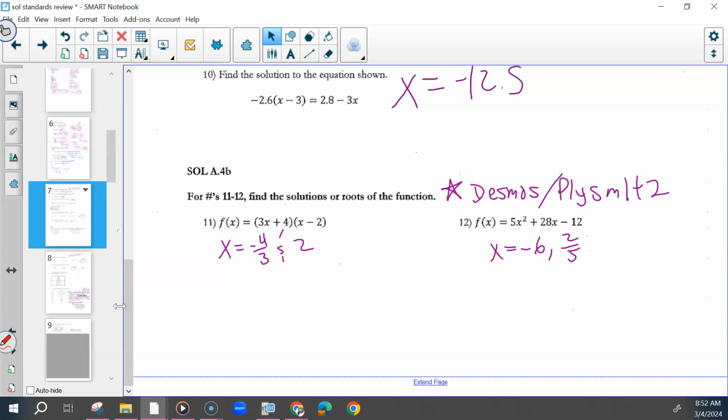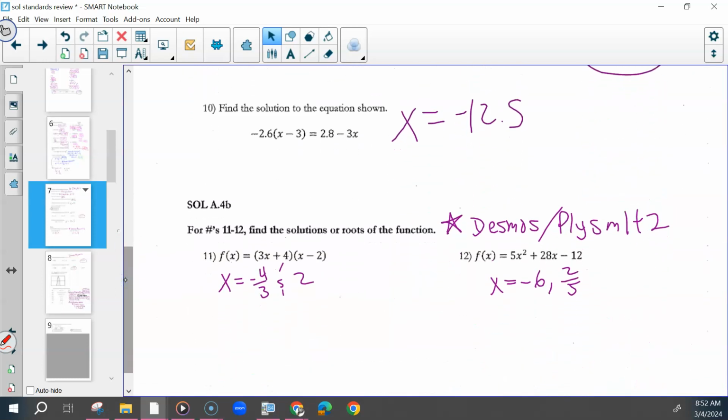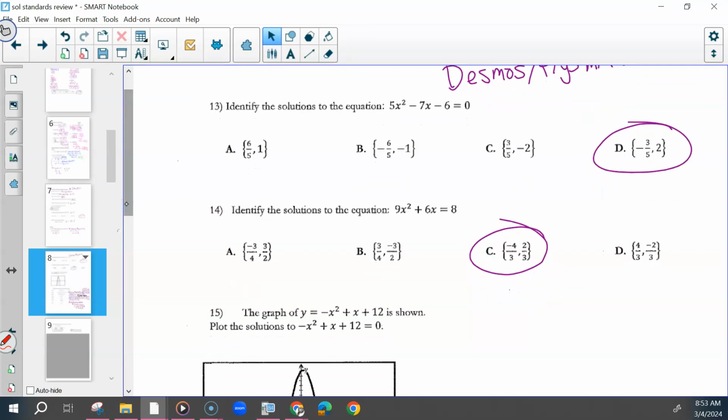And then on the next page, what was that? So it was 9. D. D was 9. 9 was D. 13 was D, 14 was C.